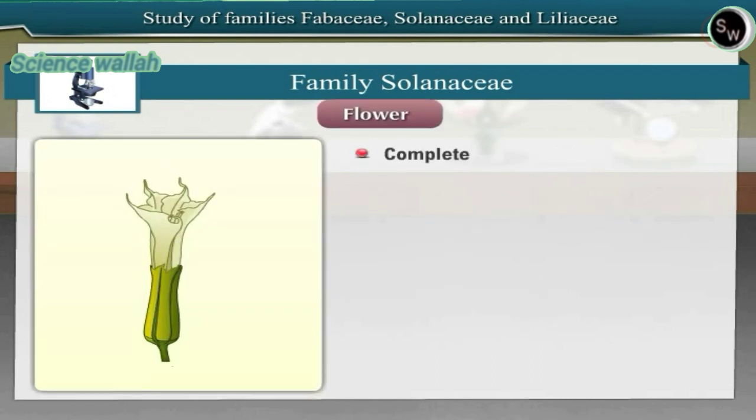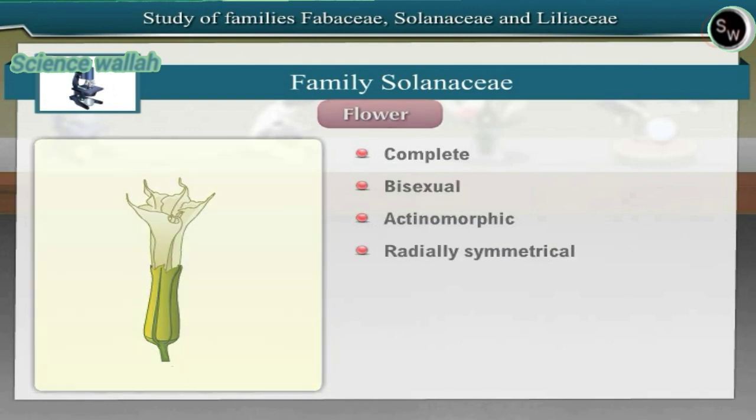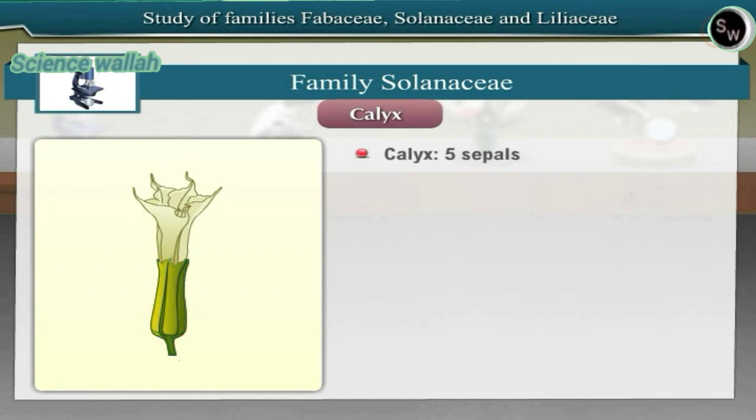Flower is complete, that is, with all the whorls. Bisexual, that is, androecium and gynoecium are located in the same flower. Flowers are actinomorphic, that is, flower showing radial symmetry. Calyx is made up of 5 sepals. The calyx is gamosepalous, that is, sepals are fused together. It is persistent, that is, will remain with the fruit too.